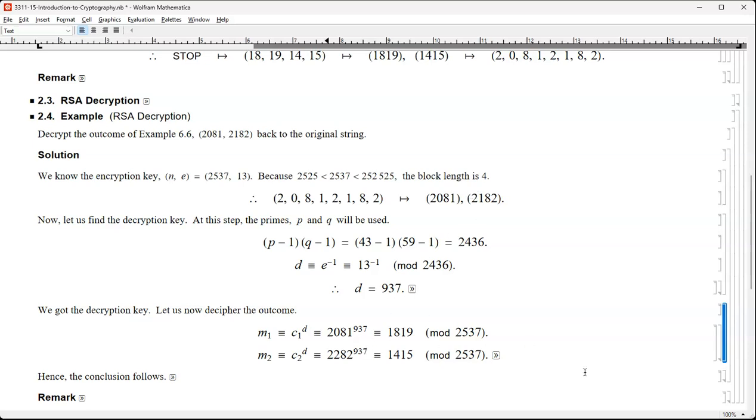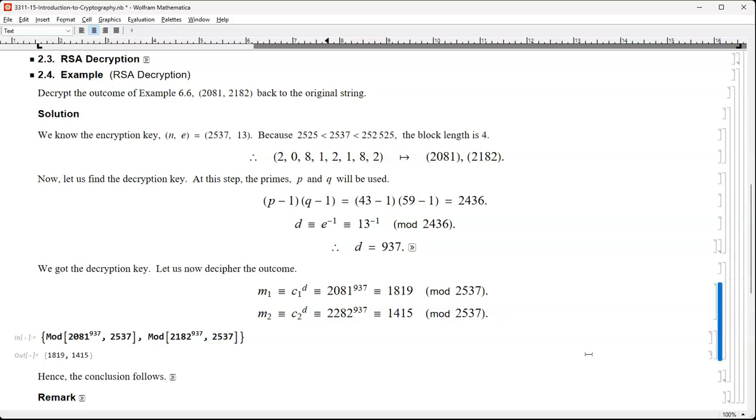Oh, excuse me, there's a typo here. 2282, that's not right. What did I do here? Oh, in the mathematical computation, I did it right. It's just this mistake. I don't have to check anything. The answers are correct. It's just that I made a typo here. Sorry about that. Previously I had 2282, but it should be 2182, and it is 2182 here. Answers are correct: 1819 and 1415.